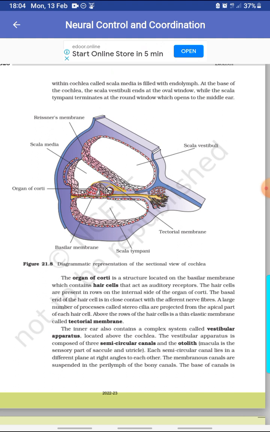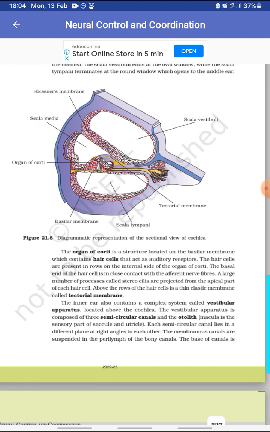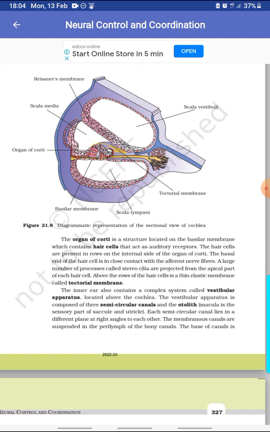The organ of Corti is a structure located on the basilar membrane which contains hair cells that act as auditory receptors. The hair cells are present in rows on the internal side of the organ of Corti. The basal ends of the hair cells are in close contact with the afferent nerve cells. A large number of processes called stereocilia project from the apical part of each hair cell. Above the rows of the hair cells is a thin elastic membrane called the tectorial membrane.